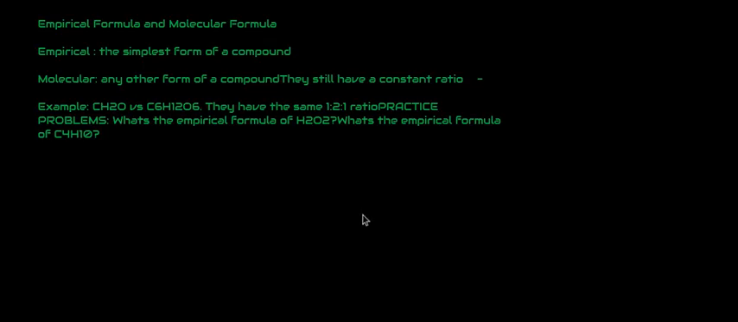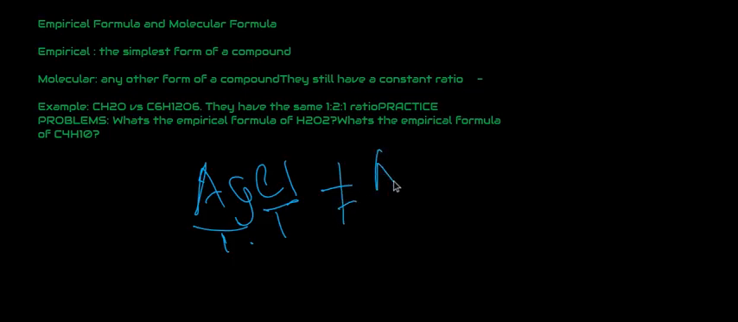Okay, next is empirical formula and molecular formula. Empirical formula is a very simple thing. The empirical formula is the simplest form of a compound, and molecular is any other form of a compound. Remember how I said before that if you have a compound, you are always going to have a set ratio. So if you have AgCl, it's always going to be 1:1. You're always going to have 1 silver for 1 chlorine. They're always going to have a constant ratio. We know that this is not equal to Ag2Cl because that's a 2-to-1 ratio. It's not the same thing.